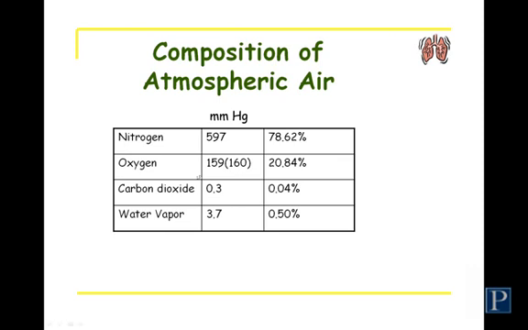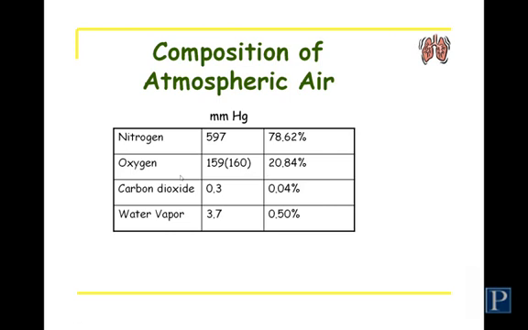So it's either 159 or 160 millimeters of mercury. You'll notice when I'm at 10,000 feet above sea level, the partial pressure of the oxygen in the air is much less, which may become important when we talk about gas exchange at the level of the respiratory membrane.